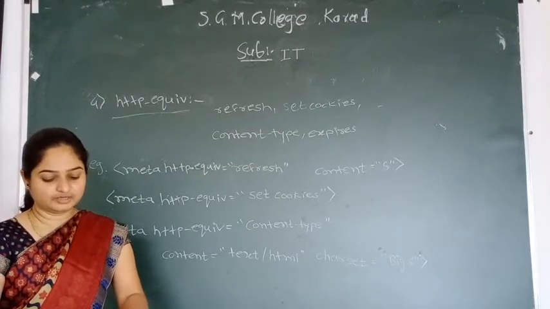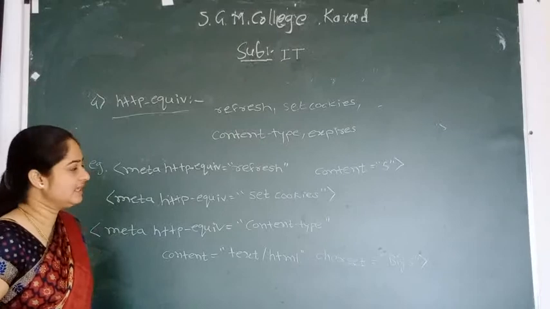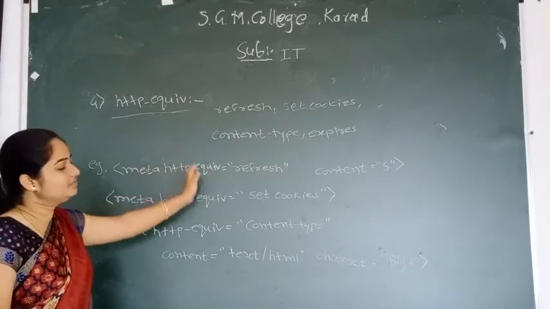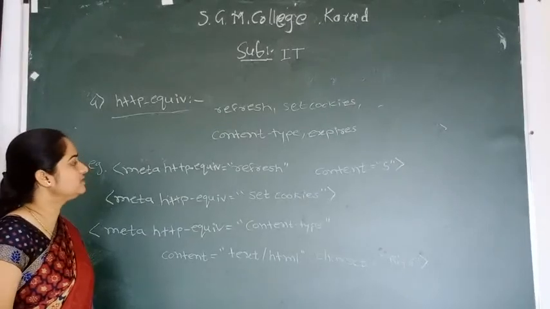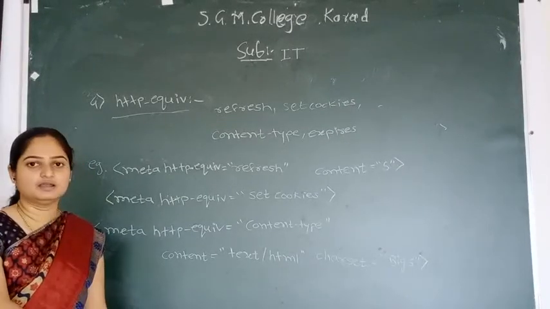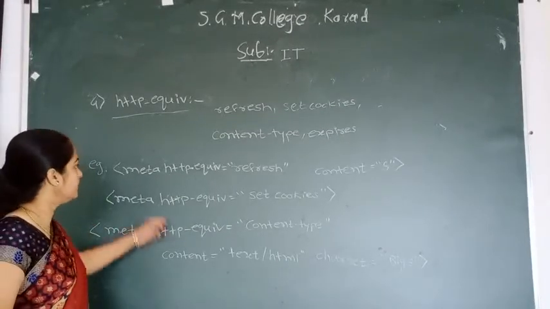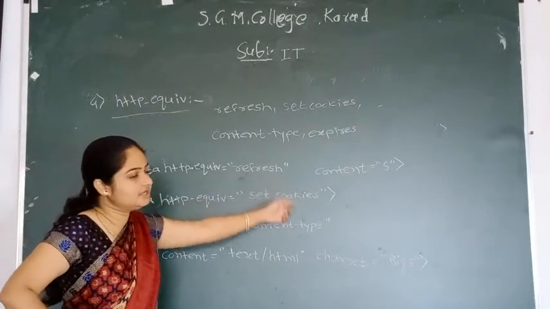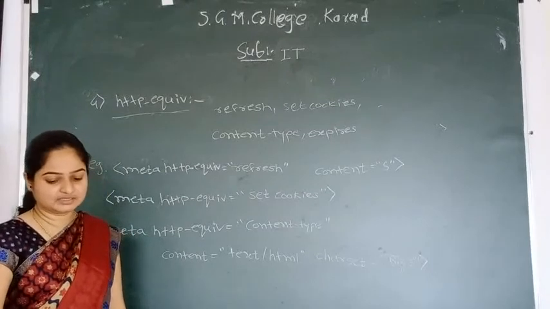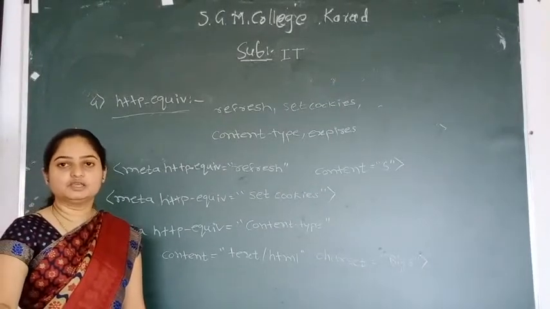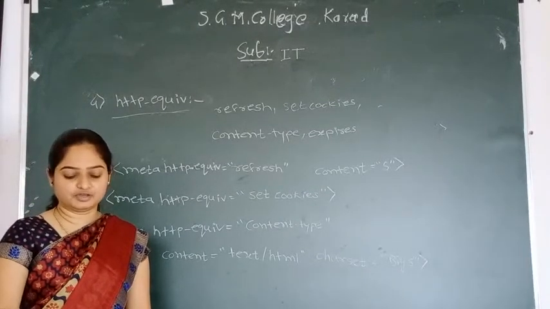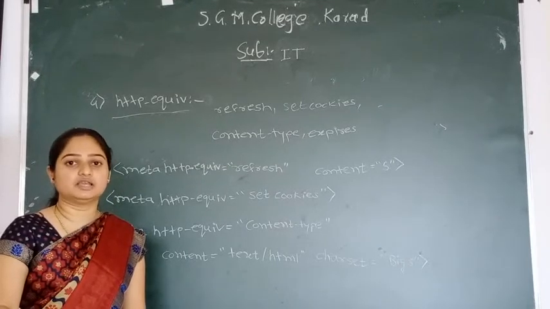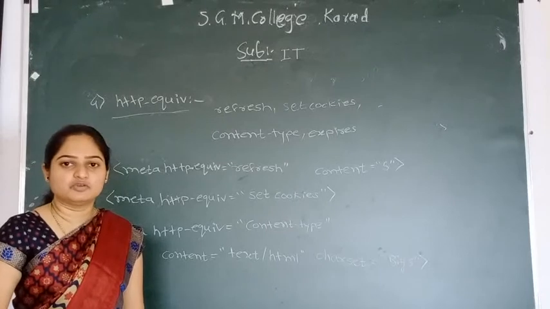Here we can use the last attribute of a meta tag, http-equiv. The values of these attributes are refresh, set-cookie, content-type and expires. For example, meta http-equiv equal to refresh, content equal to 5. This line shows that the page will get refreshed after every 5 seconds.